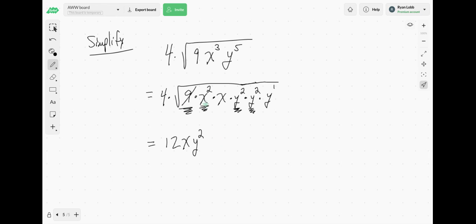And then what's left underneath? I took the square root of 9. I took the square root of x squared. I took the square root of y squared. I took the square root of y squared. So what's left underneath is xy. So there's the simplified answer for that one. Okay.